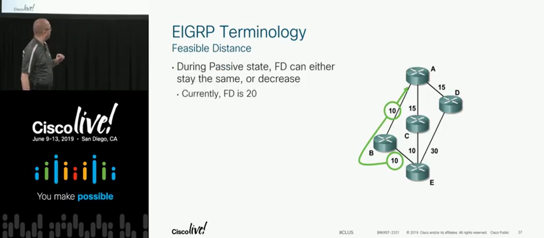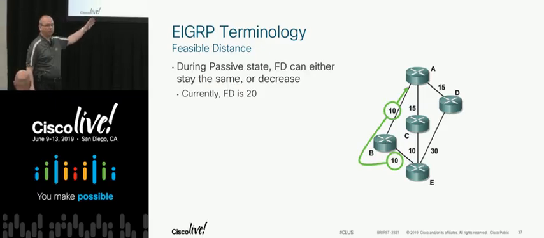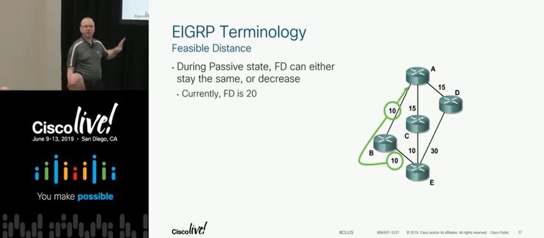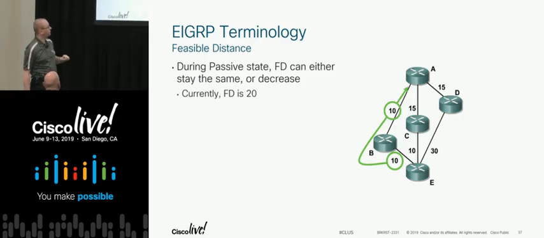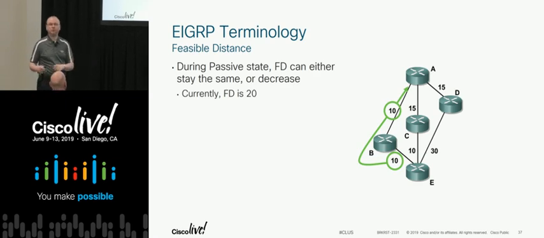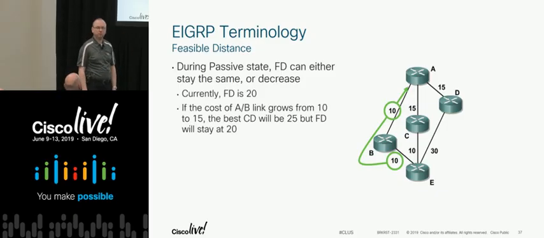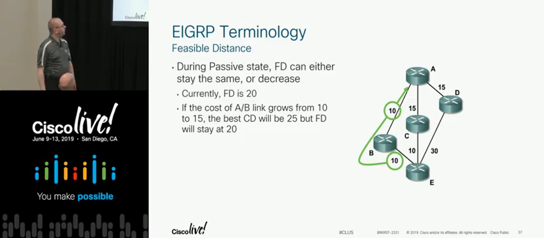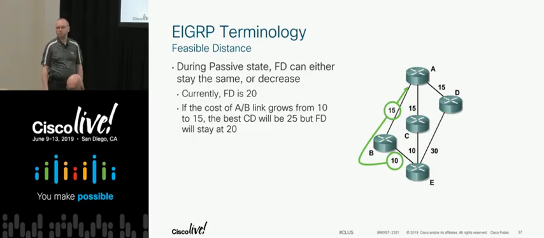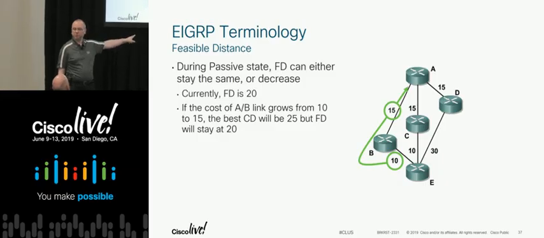Let's take this network here, and let's just focus on the path from A to E through B. Let's assume that this is the starting state of the network. This is where we started. Since we've just started, there was no past history. My best distance is 20, and so will be the feasible distance. So far, so good. Now let's assume that the link between A and B got slightly more pricey. It gets to 15. So my best distance is now 25, and actually in this network, I would be using both B and C as my next hops. The feasible distance stayed at 20. It's not 25, it's 20. Historical minimum.